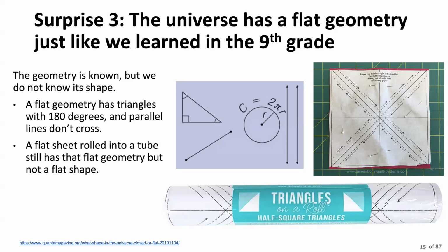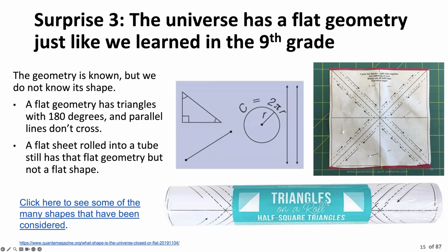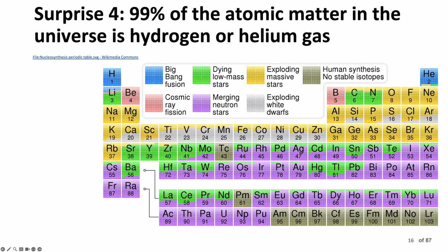The detailed properties of the shape are unknown, and there's some question about whether we will ever find out the shape of the universe, principally because we can't go everywhere in the universe and make measurements as well as we can if we are just dealing with paper rolled up and so forth. If you click here, you'll see an article in a scientific magazine that shows you some possible shapes for the universe. Here's surprise number 4.